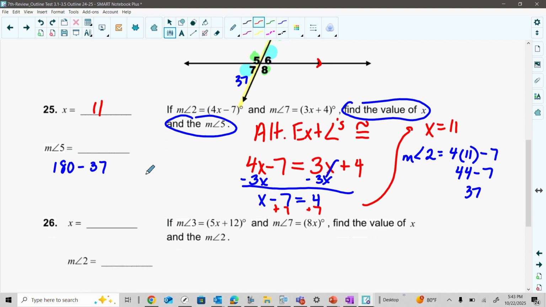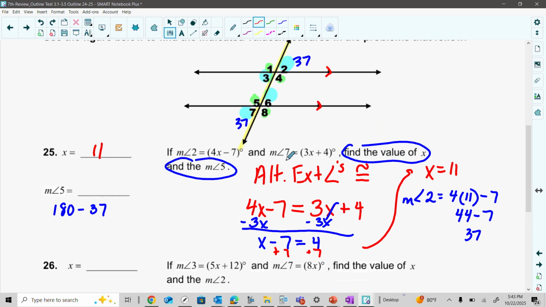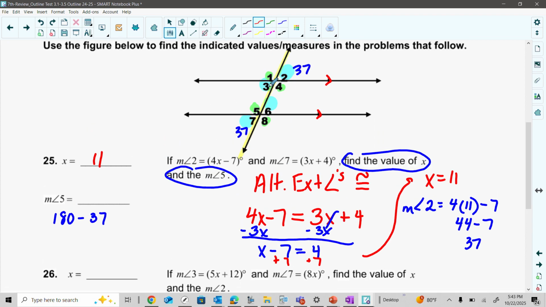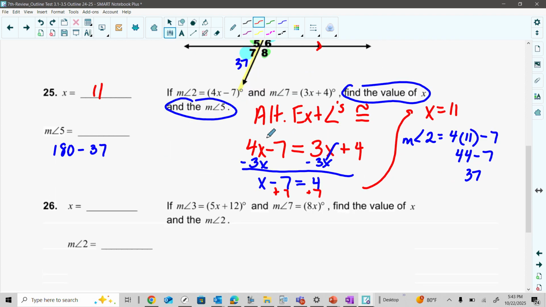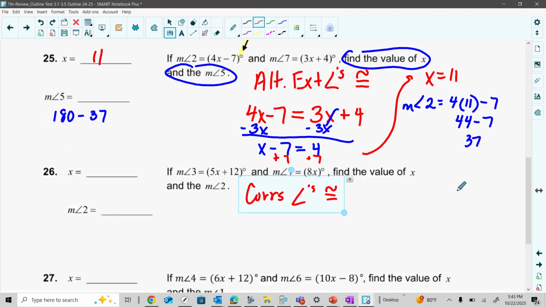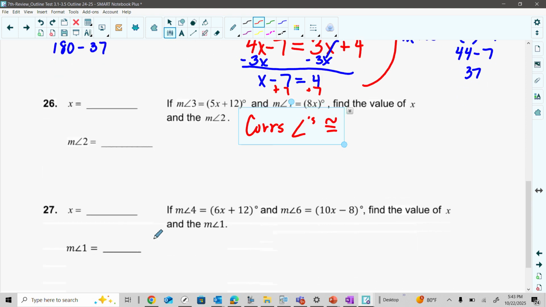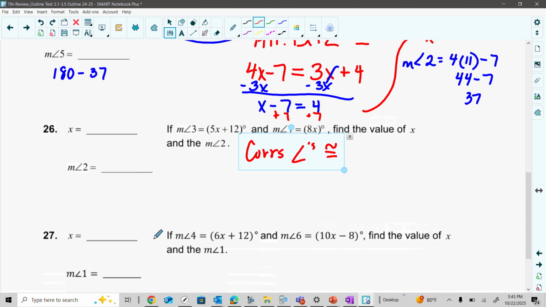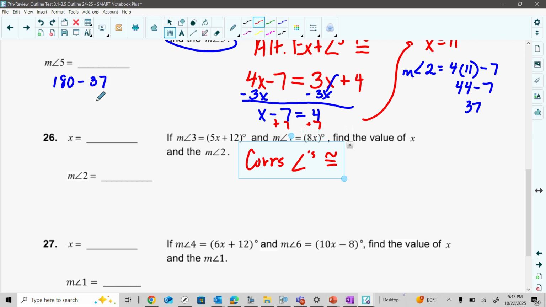Now, this is basically what we're doing for the remaining problems. We want to know the angle relationship. So on 26, we're looking at 3 and 7. 3 and 7 are corresponding angles, and corresponding angles are congruent. Again, the equations are going to be equal. We're doing a whole different value of x here. Plug it in, then solve for angle 2. So I do want you to try to complete these. We have plenty of examples in our spiral to help you with that.